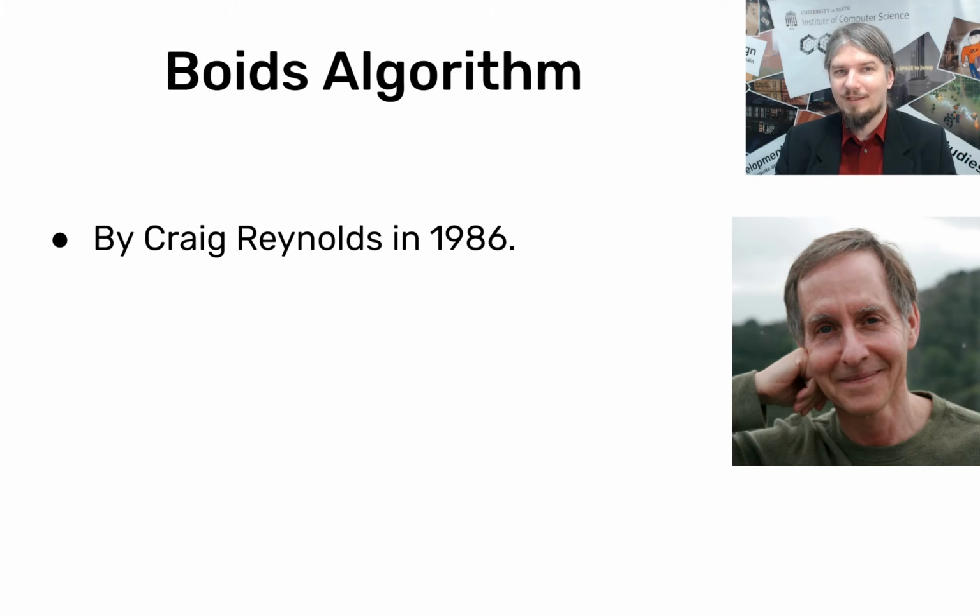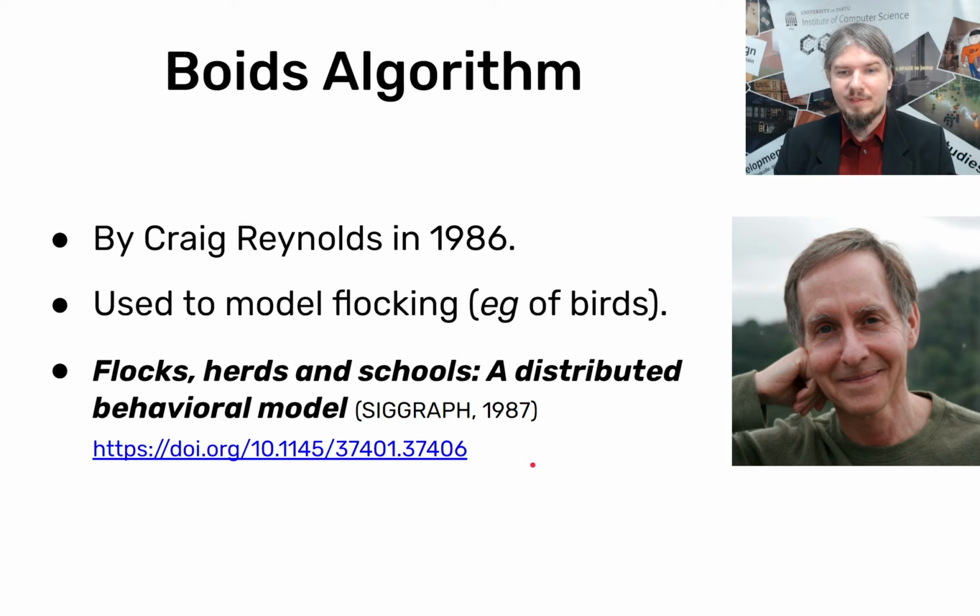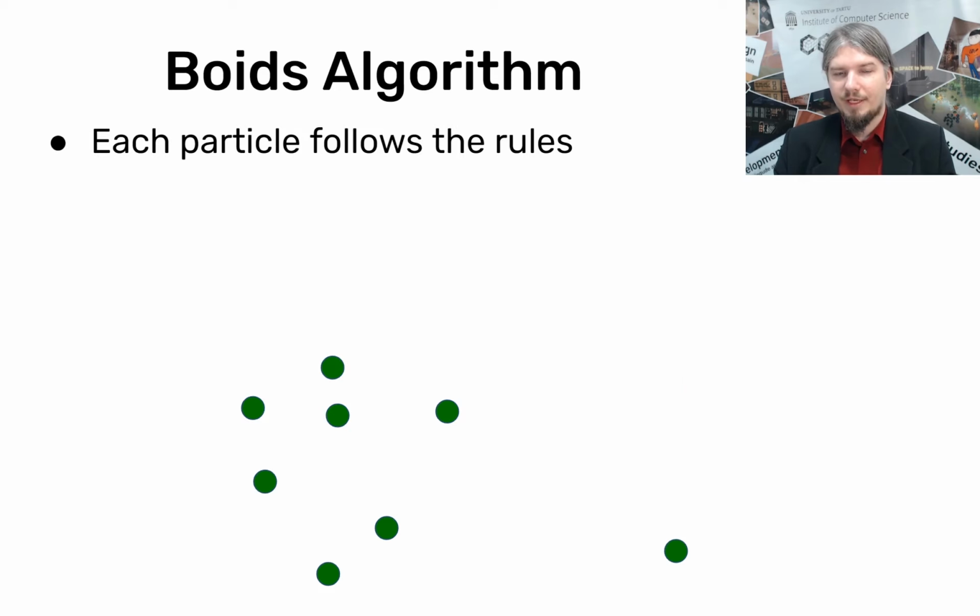The very much loved and known flocking algorithm in computer graphics is called Boids. It was developed by Craig Reynolds in 1986, and it's used to model flocking, for example, of birds or fish or some kind of small animals that like to flock. It's rumored that the name Boids comes from how English-speaking people pronounce birds. Reynolds' paper that describes this algorithm is in SIGGRAPH from 87, and you can read about the algorithm from there as well. But in the Boids algorithm, each particle basically follows some rules.